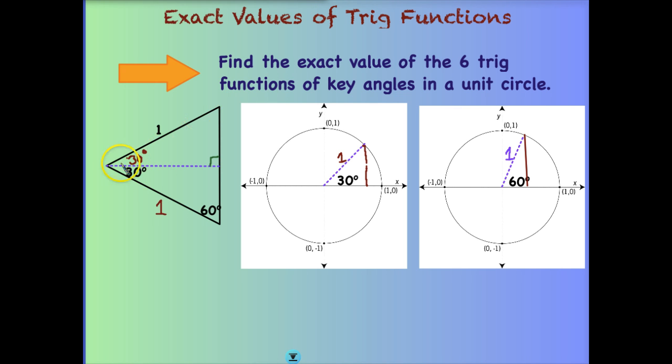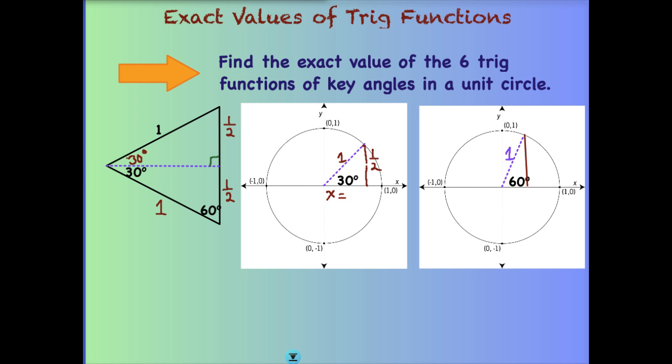So this side is 1, this side is 1, and the entire base is 1. But if we cut this in half to create two right triangles, we know then that each of these will actually be 1/2. So in our unit circle, we can define the radius as 1. We can define our y length as 1/2. But what about our x value here? What is x going to equal?